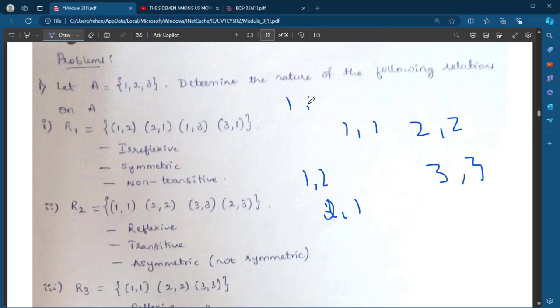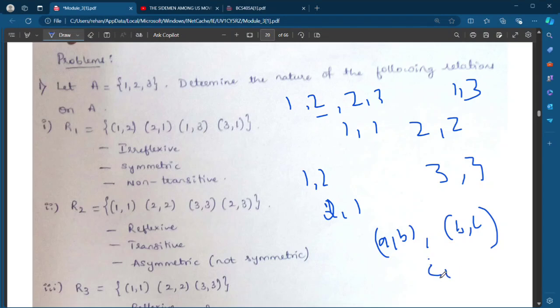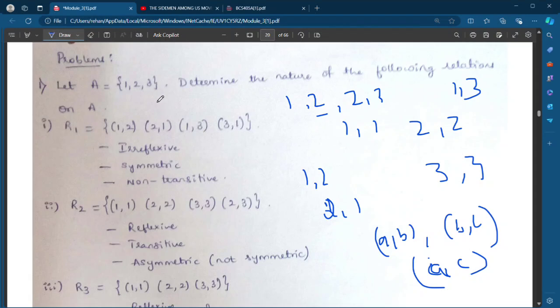Transitive means suppose I have 1 comma 2, then I should also have a set 2 comma 3. Okay, then I should have a set 1 comma 3. Understood, right? If I have a comma b in one set, and b comma c in the set, then a comma c should also be there in that set.